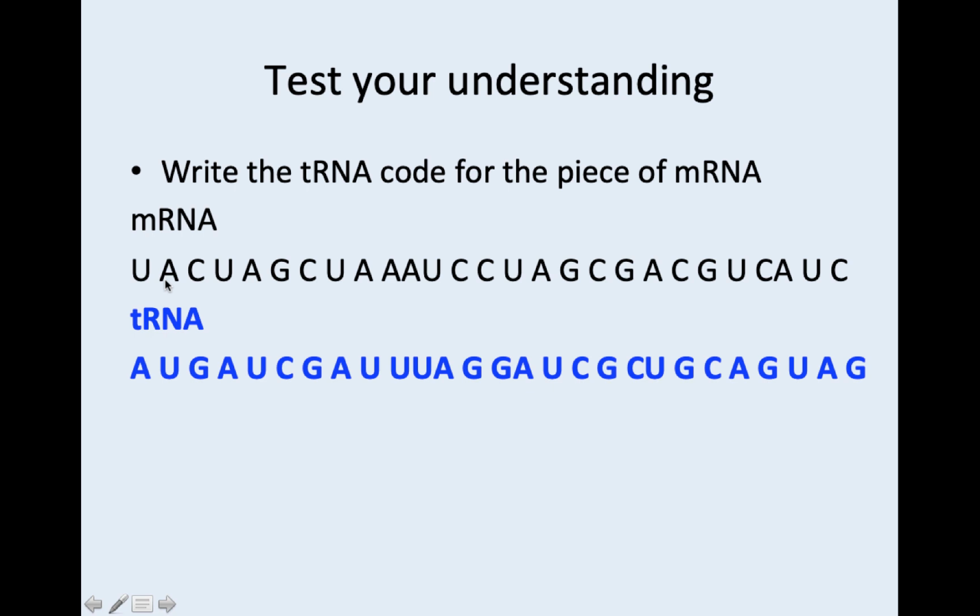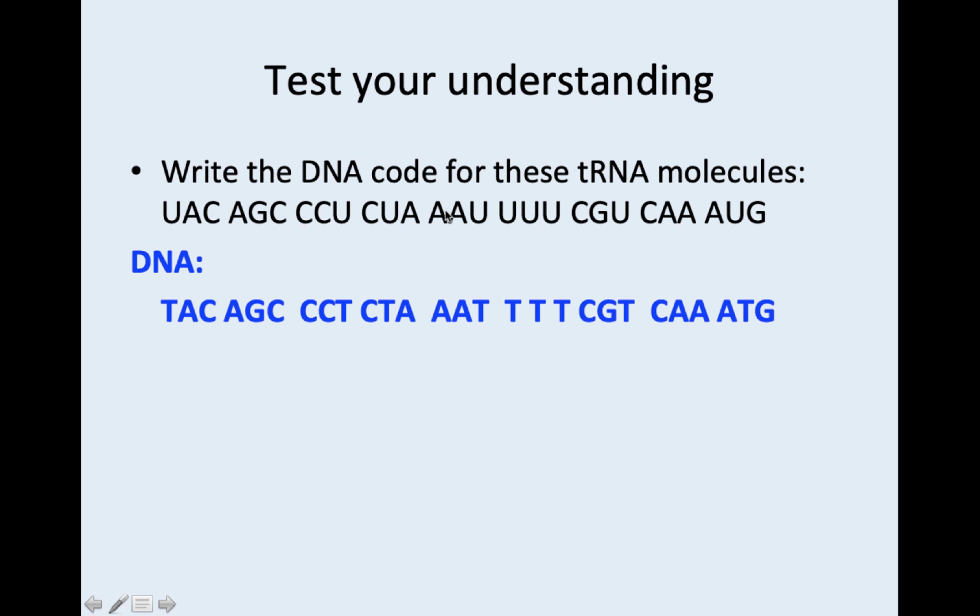And then DNA. Now, if you wanted to, you could have gone from messenger RNA back to DNA. Instead of uracil, you're going to have an adenine, and then you go from adenine to thymine. Or you can just remember that the relationship between tRNA, not messenger, but tRNA, and DNA is that they're exactly the same. It's just that in the RNA you've got a uracil instead of thymine.